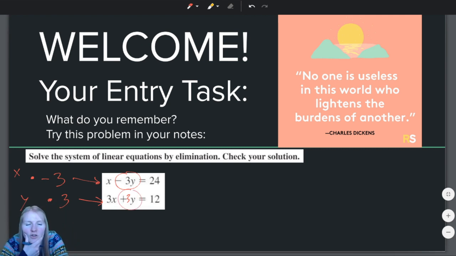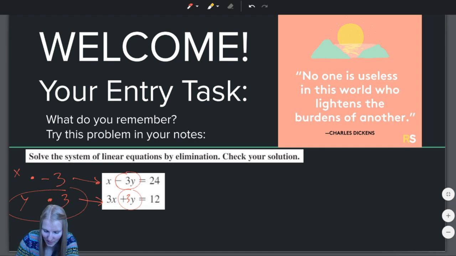Now, what we need to ask ourselves is what's going to be easiest? Is multiplying the top row by -3 or is multiplying the bottom row by 3 going to be the easiest? I think you know what I'm going to say. I like positive numbers, so let's multiply the bottom. And we will do just that.